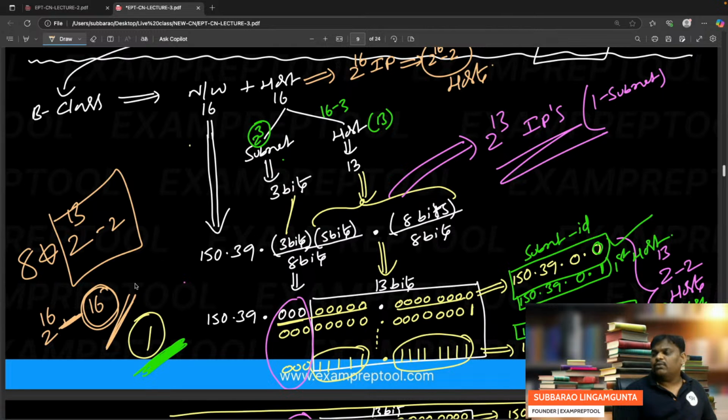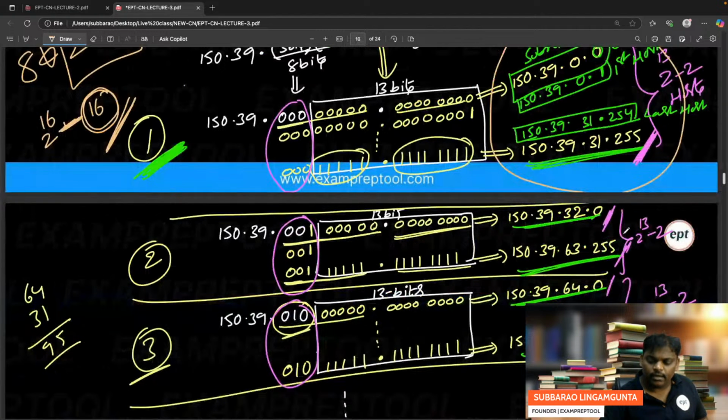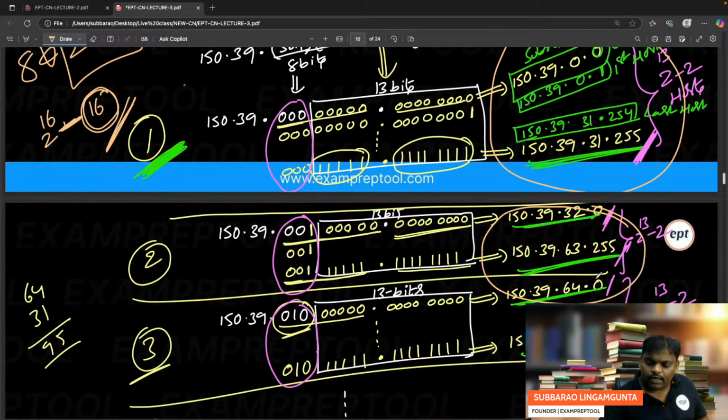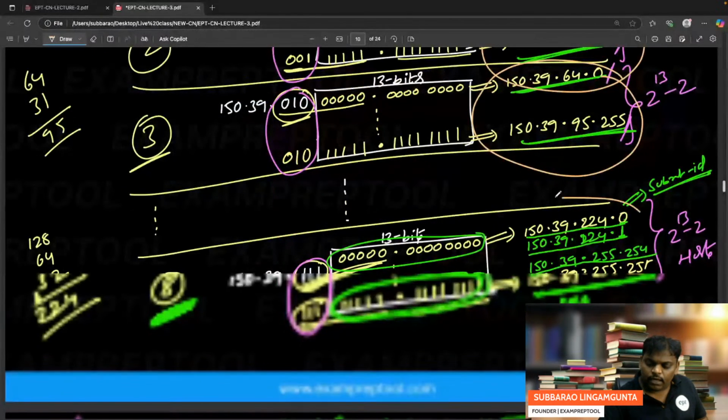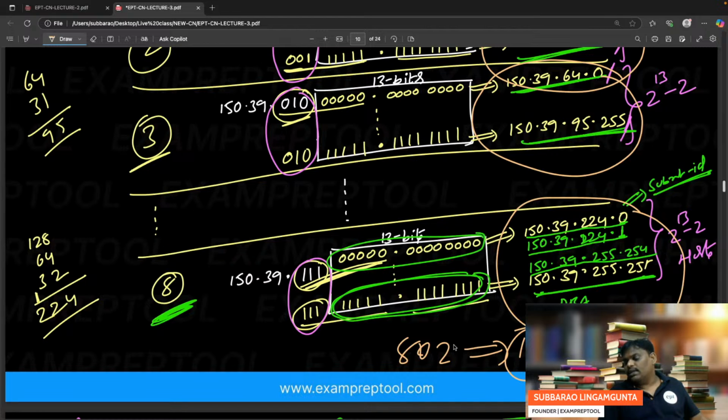Because in every subnet, a subnet ID and DBA will come. So remember, here 2 IPs will be wasted: subnet ID, DBA. Subnet ID, DBA. Subnet ID, DBA. Subnet ID, DBA. So 8 times, every time 2 IPs, that is 16 IPs we are using for a special purpose because of the division. Every part should have a subnet ID and DBA. Before division, only one subnet ID and one DBA. Now 8 subnet IDs and 8 DBAs. Totally 16. Previously 2 were wasted, now 14 more are wasted.